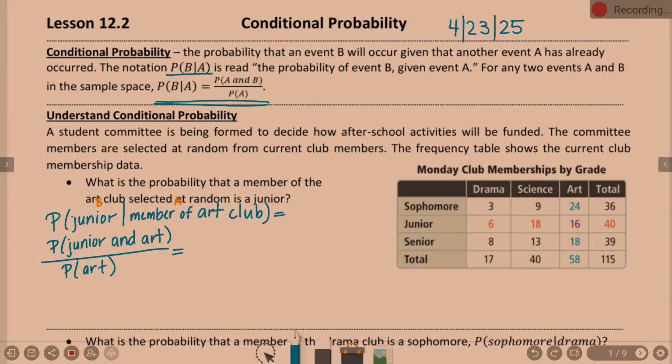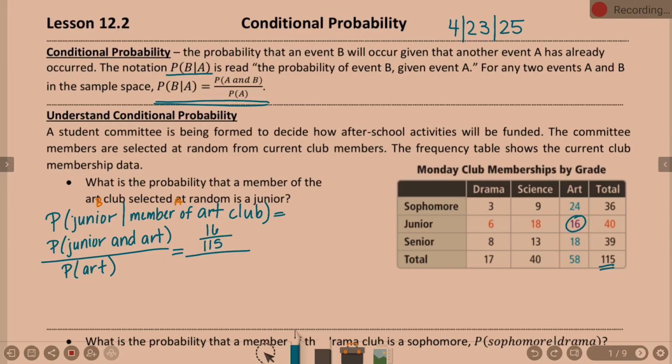The probability of a student being a junior and in art club, what is that looking like? Junior and in art club, what'd you say? 16. Now, officially it says probability, doesn't it? So 16 out of how many? The 115, the total. As I said, I'm going to shorten this up in a moment, but officially this is 16 over 115. That's on top.